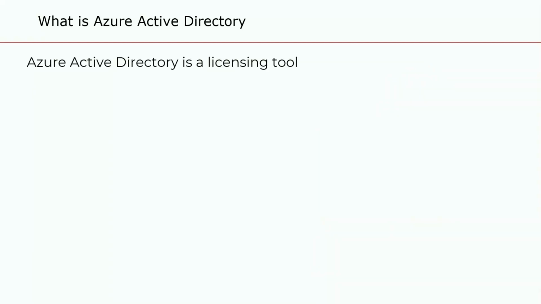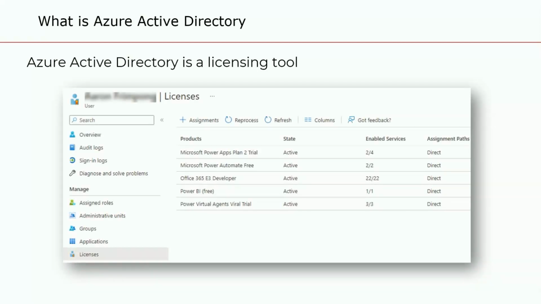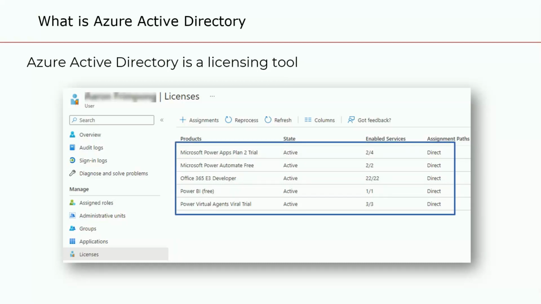Azure Active Directory is also a licensing tool. When you are using Azure Active Directory with other services like Microsoft 365, you can assign licenses to users. This is a sample screenshot from Azure Active Directory that shows the licenses assigned to different Microsoft products for an individual user. Here you can see the individual licenses active and also the amount of enabled services that are used up. In this example, I have 22 licenses available for Office 365 Developer E3, and all 22 have been utilized.